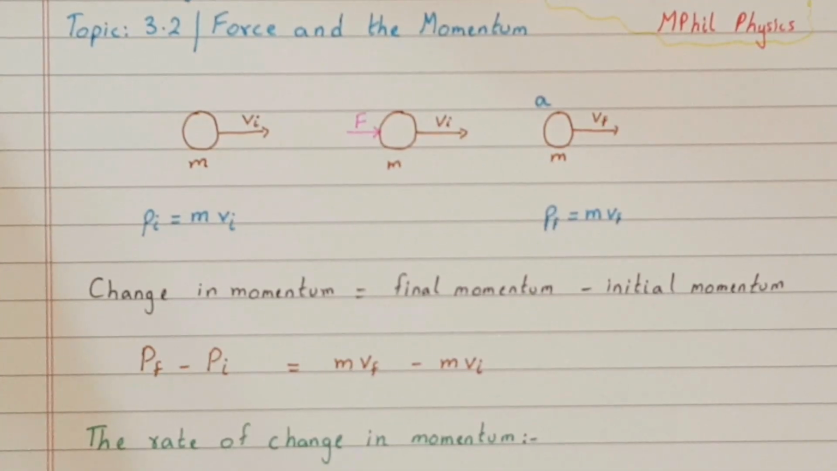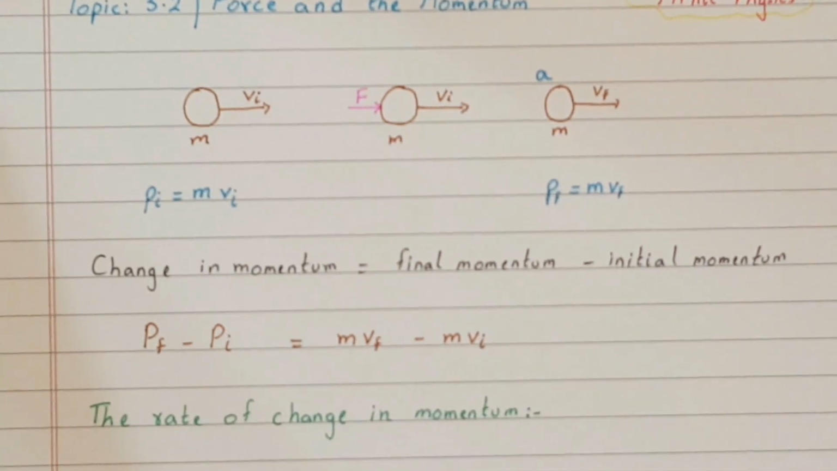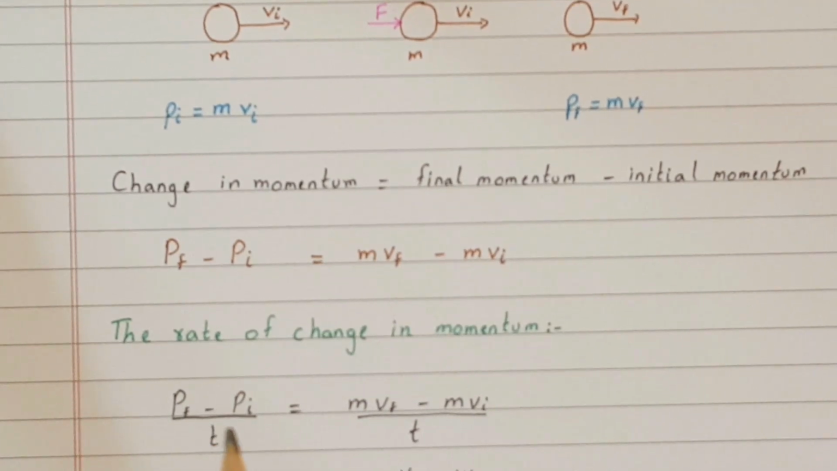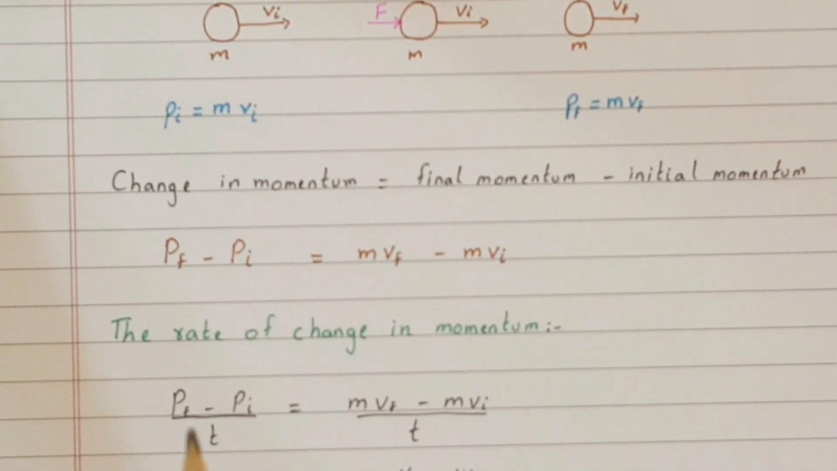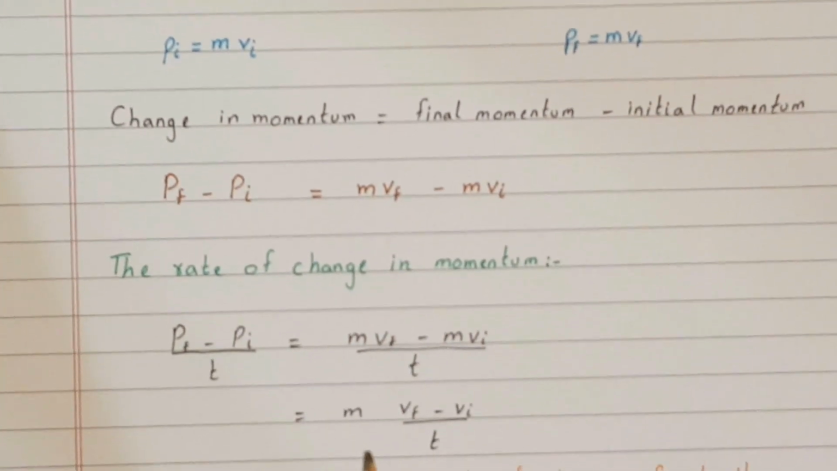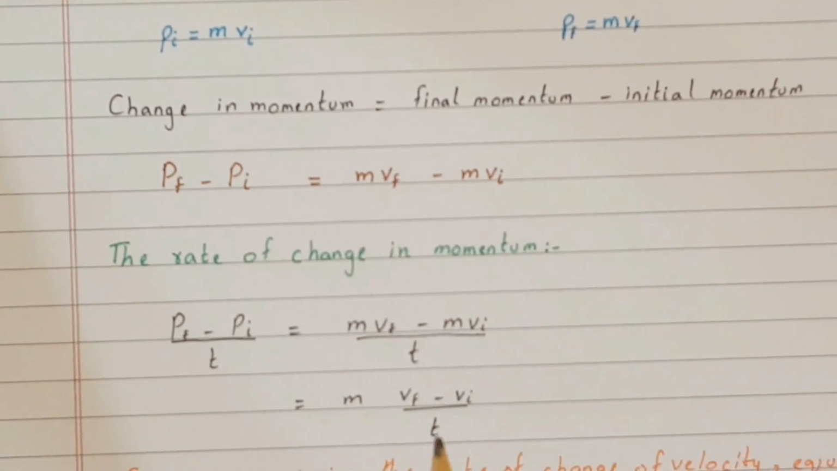If we want to find the rate of change in momentum, we divide this term by t. So the rate of change in momentum will be given as Pf minus Pi divided by t equals mvf minus mvi divided by t. And if we take mass common from this term, we get m times vf minus vi over t.